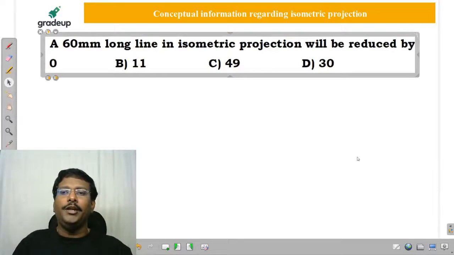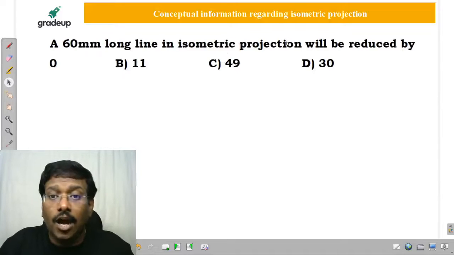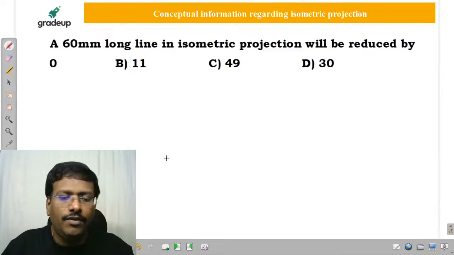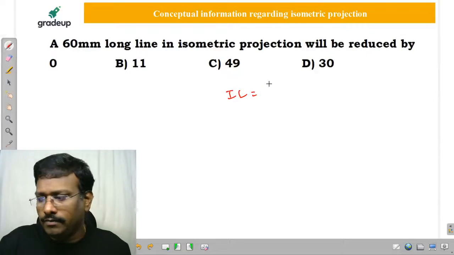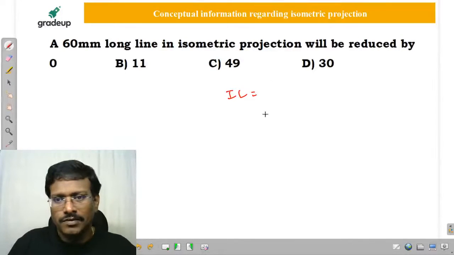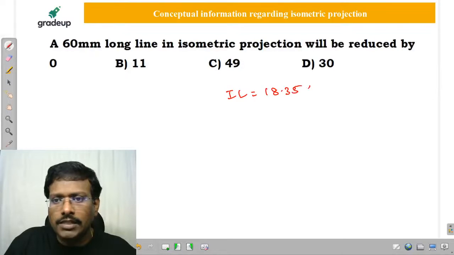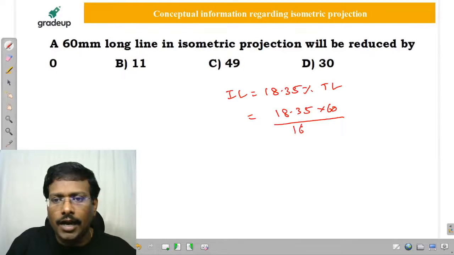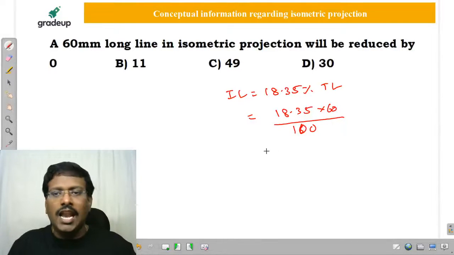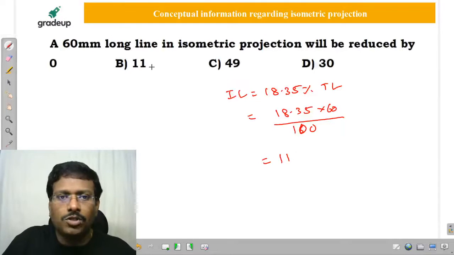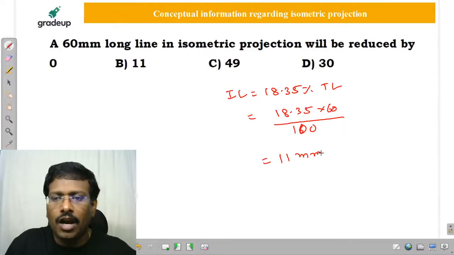How much is it going to be reduced by? I am not asking the length. How much is it reduced? I hope you are already aware of it, my dear friends. Isometric length is equal to how much it is going to be reduced? Anyone? 18.35% is the reduction of the true length. That is equal to 18.35 into 60 divided by 100. How much is it, my dear friends? That is 11. We are going to get 11 mm. So the answer is B.